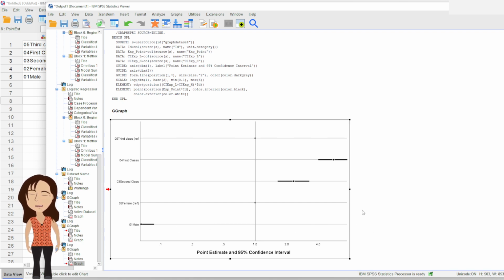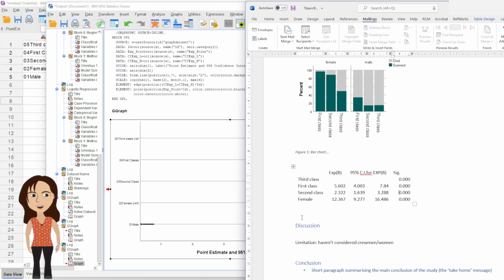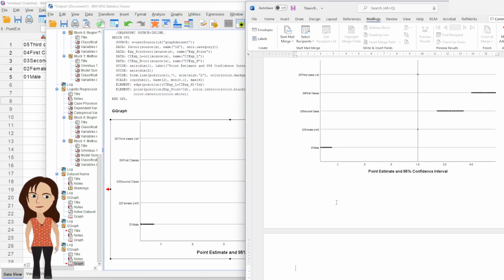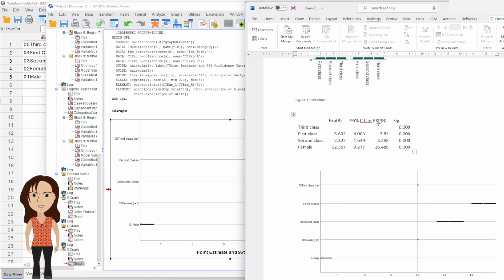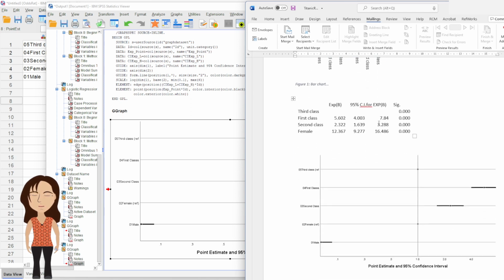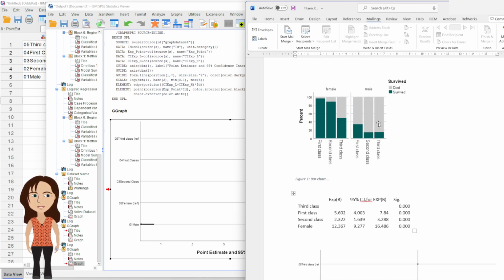So this was a very long video. I hope that was useful. I'm going to copy this graph, even though it's not perfect, as part of my results. And then I can have a think about which way around I want to present these results for this paper.